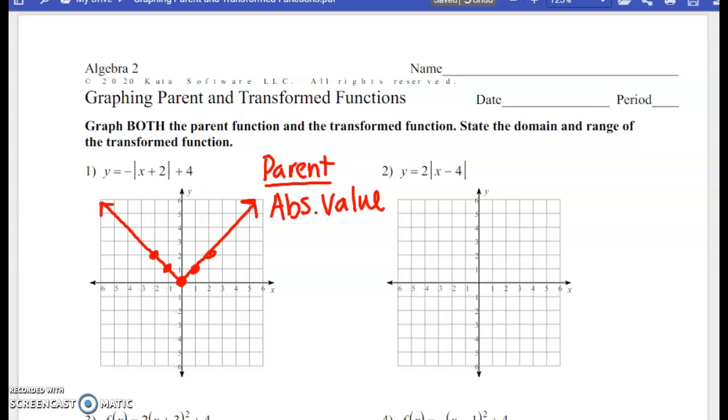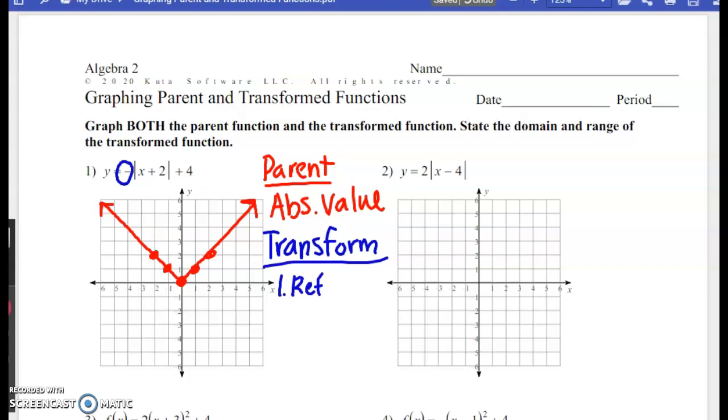Now let's look at the transformation. The first thing I see that's different for transformations is this negative here. That negative, if you look at your transformation guide, means there's going to be a reflection over the x-axis. So my first transformation is a reflection over the x-axis. All of these points in red, those 5 points plus the arrows, are going to flip upside down.